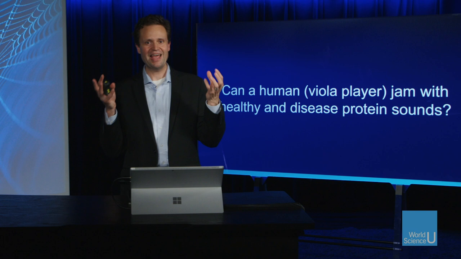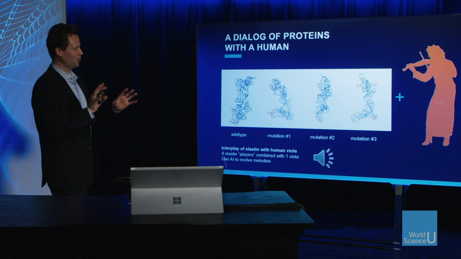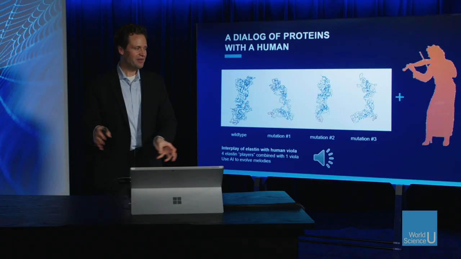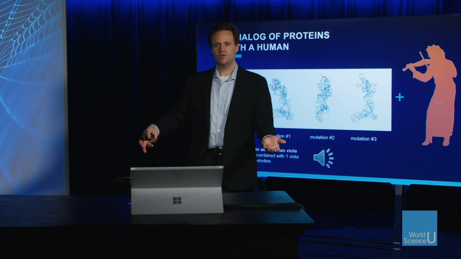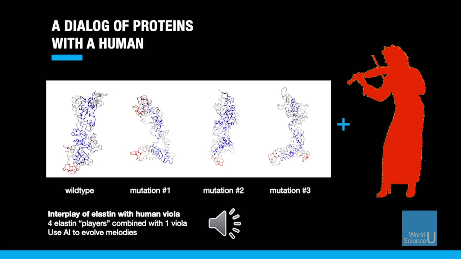And the way this looks is like a virtual orchestra where we have the four different proteins playing melodies according to their own laws of tuning. And then you have a human viola player who has a viola tuned to a conventional Western tuning system. And the experiment you hear in the background is how a human viola player is trying to interact in the music space with these mutations of protein.